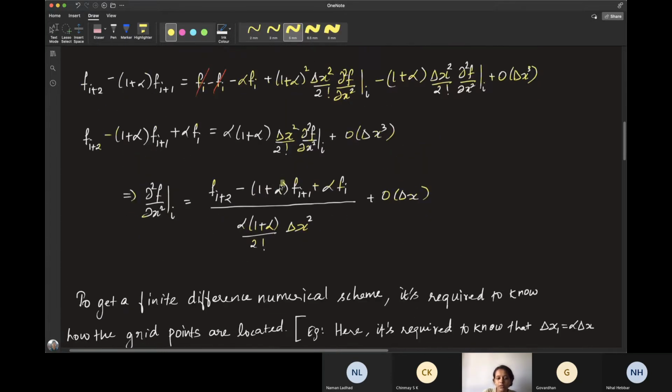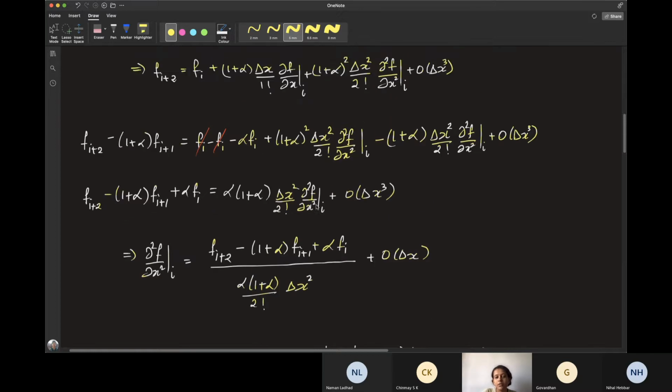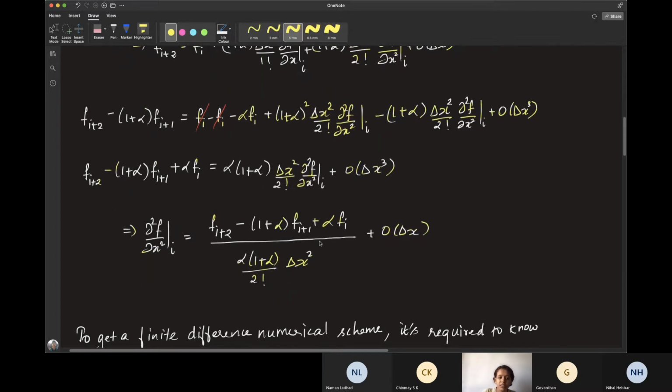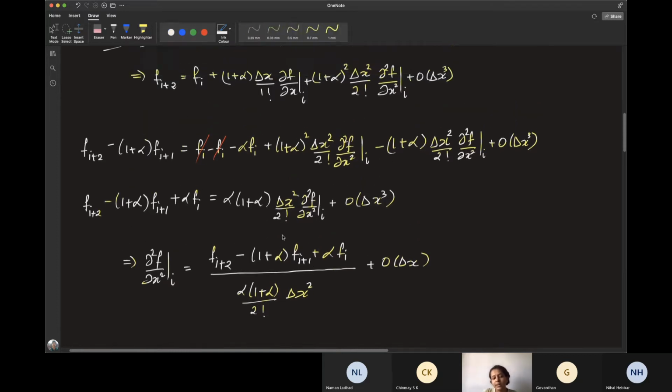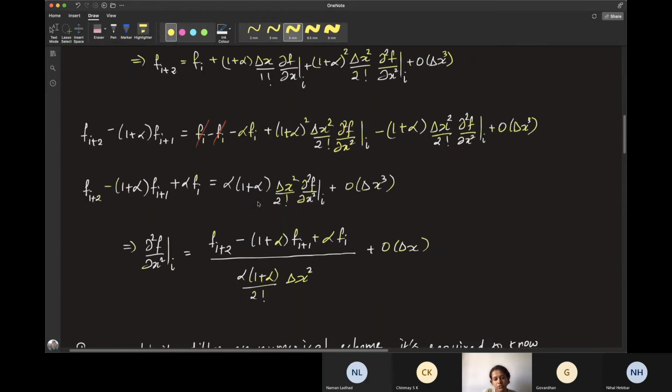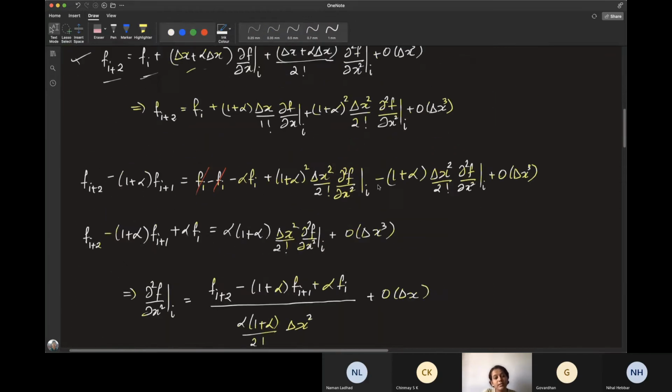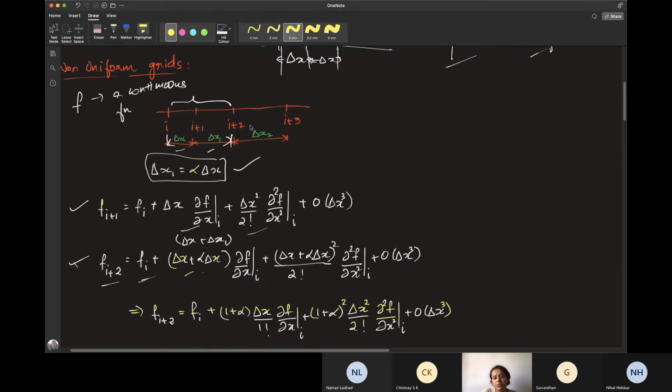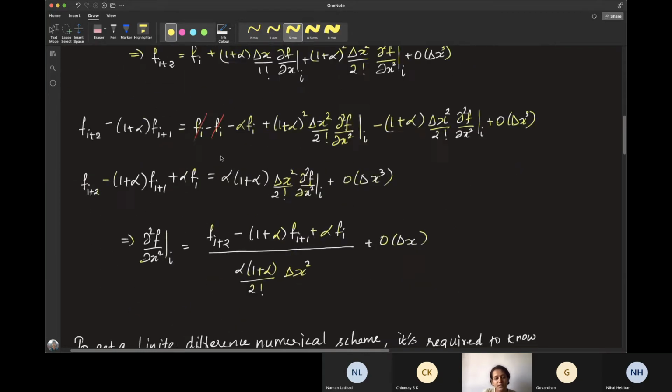You're approximating the second order differential operator by a difference operator which has first order accuracy in space. Here you can notice that you have alpha and delta x, both of them coming up. In the previous case wherein we had uniform grids, we only had delta x coming up in the picture. But here in the case of non-uniform grids, the scaling factor also comes up in the picture.